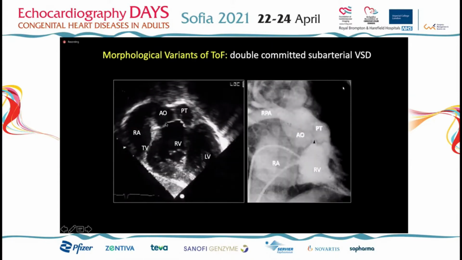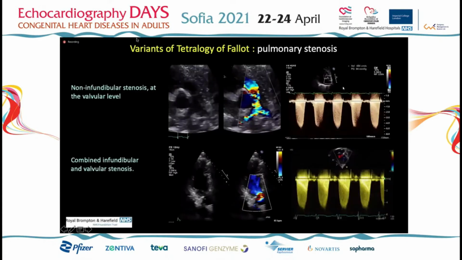In this case, this patient has tetralogy of Fallot and a doubly committed subarterial ventricular septal defect. We can see here the aortic valve has continuation with the pulmonary valve, and there is no infundibular septum, and the same we can see in the angiography.